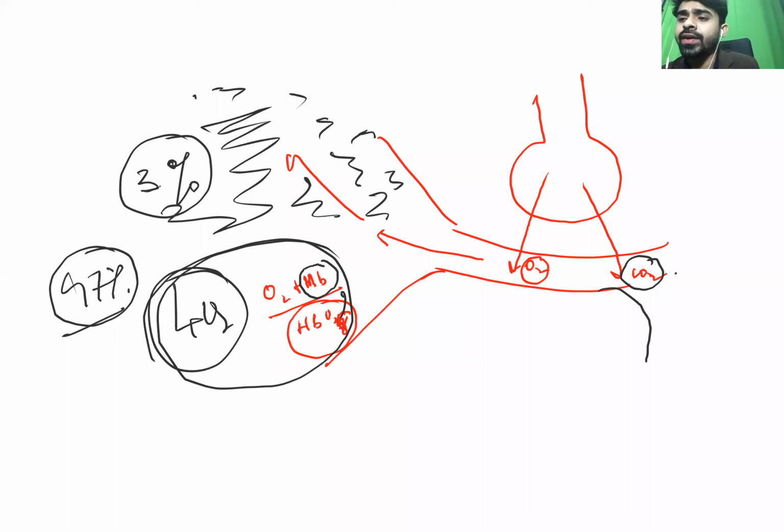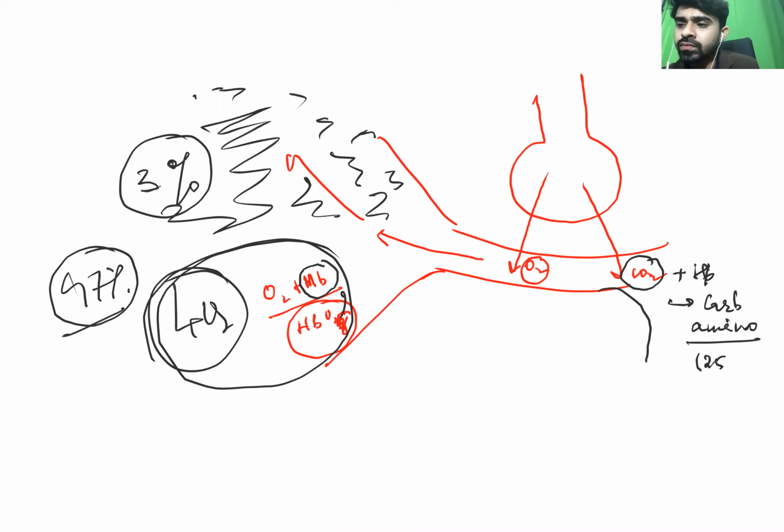Now I'm talking about the other part, carbon dioxide. So here it is the same way. Carbon dioxide will be transported by binding with hemoglobin, which is called carbaminohemoglobin, not carboxy. This carbaminohemoglobin. How many percentage of CO2 will be transported in carbamino form?